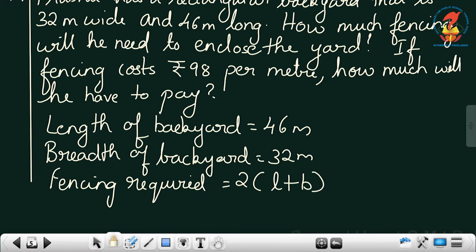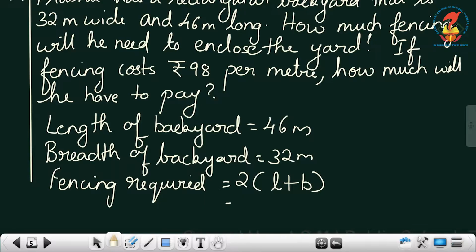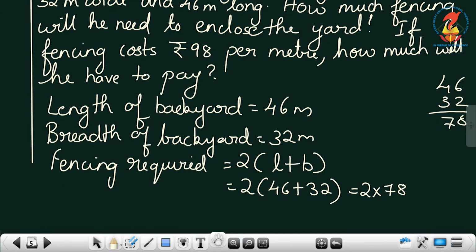perimeter. Since it's a rectangular backyard, the perimeter is 2 into (L plus B). So, what is L? 46 plus 32. 2 into (46 plus 32). Add and see what you are getting. 46 plus 32, you will get 78. So, this is 2 into 78. Don't forget to multiply with that 2. Okay. So, 2 into 78. How much will you get, children?